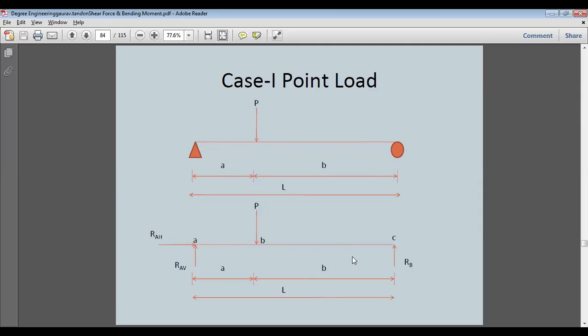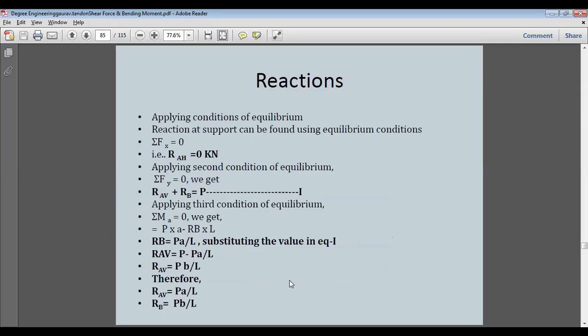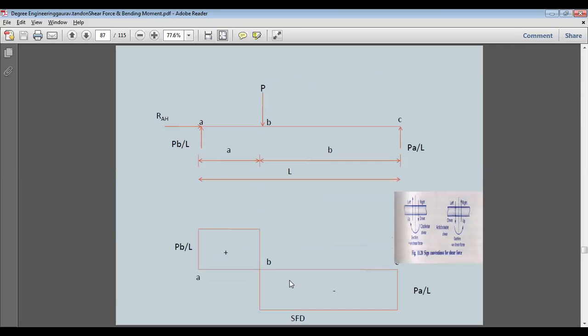P is divided between these two reactions, so RA plus RB must be equal to P, and by taking moments about any point, we can find RA and RB. So RA will be P into B divided by L. Similarly, RB will be P into A divided by L. We can find these reactions here. Simple. So this is the shear force diagram for a simply supported beam along with a point load.